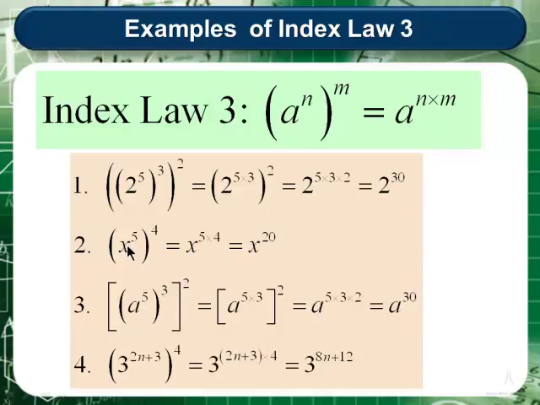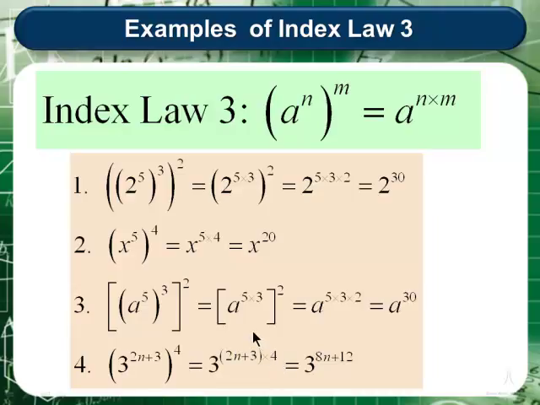In the second example, clearly we will get x to the power 5 times 4, or 20. Be careful about example 4. The index of the 3 is 2n plus 3, so the index must be multiplied by 4. Therefore, both terms in the index need to be multiplied by 4, so it's 3 to the power 8n plus 12. So be careful about this one.